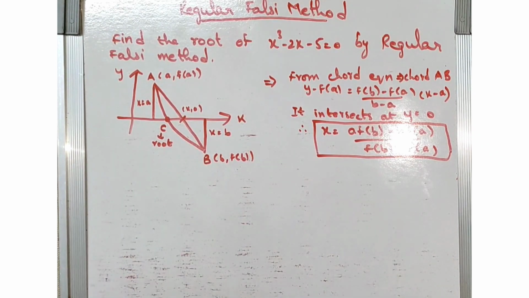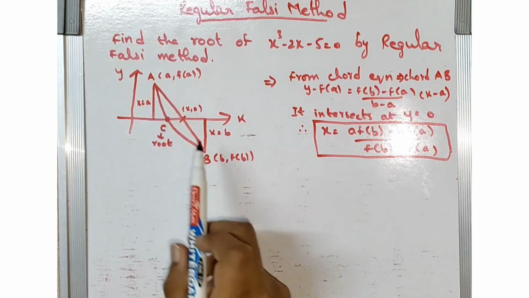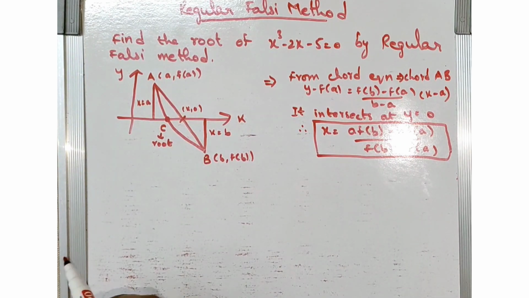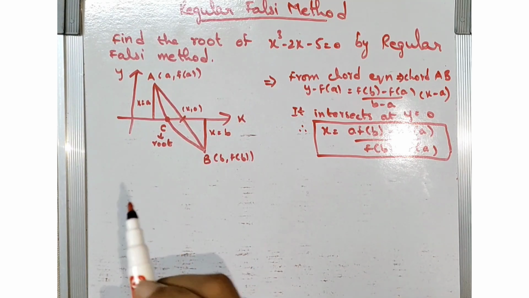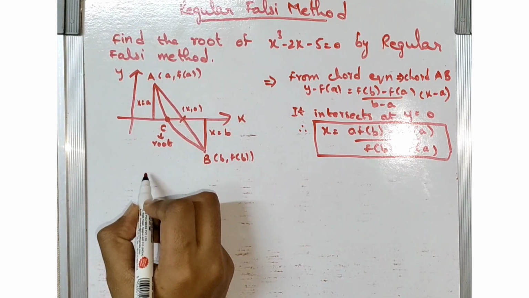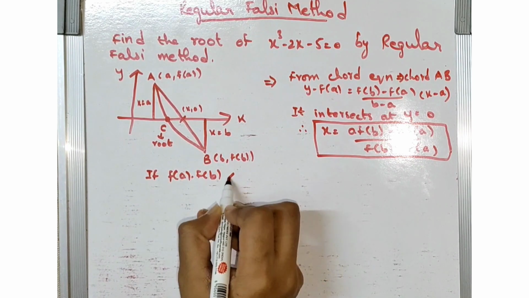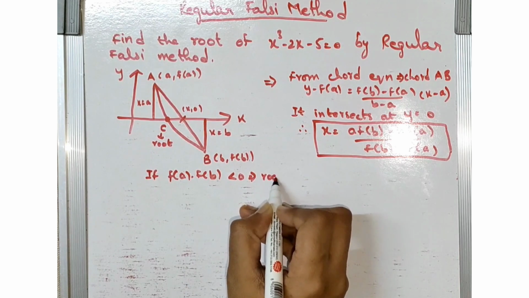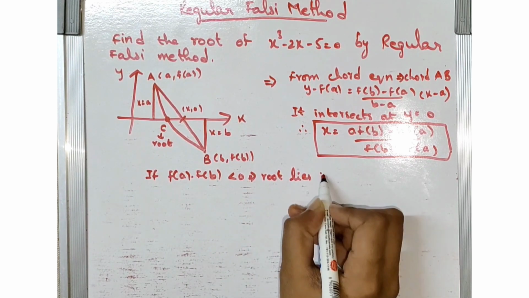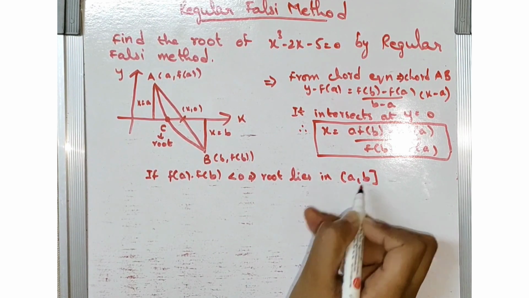Consider f(x) = 0 as our equation, where we have to find the root of f(x). Let x = a and x = b be two points such that a is less than b. If f(a) times f(b) is less than 0, then the root lies in (a, b). Okay?